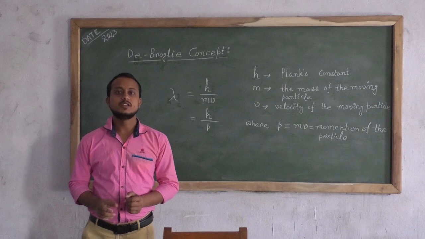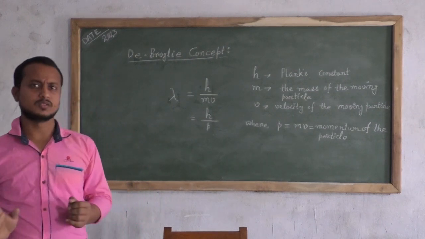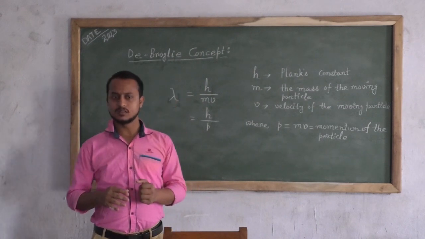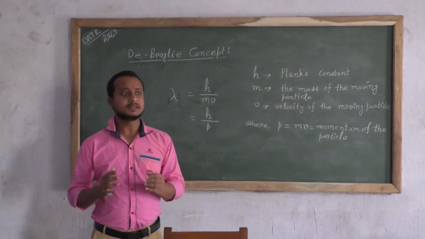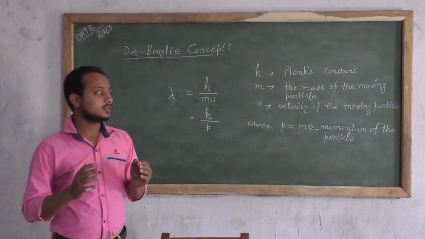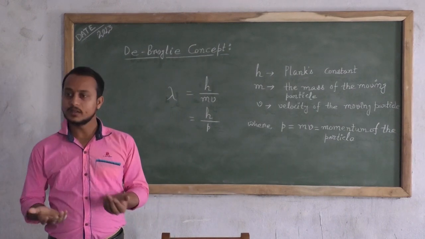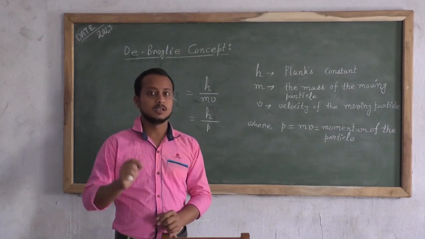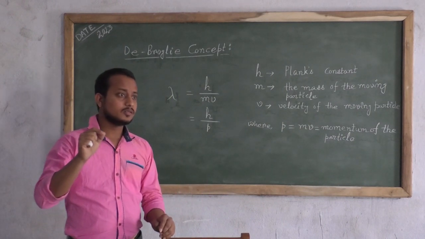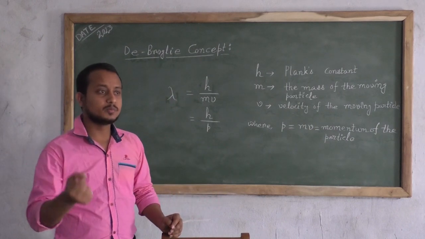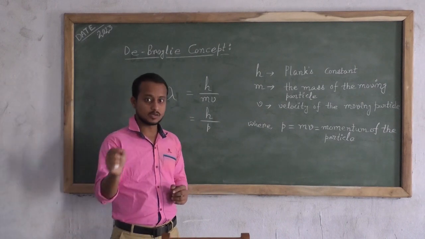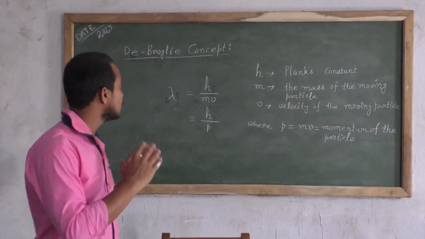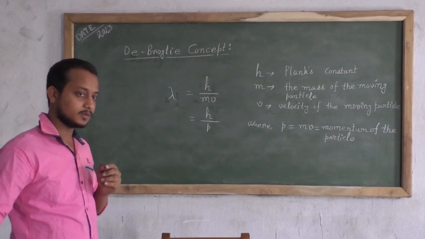Although the De Broglie equation is true or valid for all particles in motion, when the particle is very large, this equation is insignificant or invalid. Why is this invalid? Because in such a case, the wavelength will be too small to measure. That means we cannot measure the wavelength associated with a large particle. Okay, that's it. This is the total concept of the De Broglie equation.